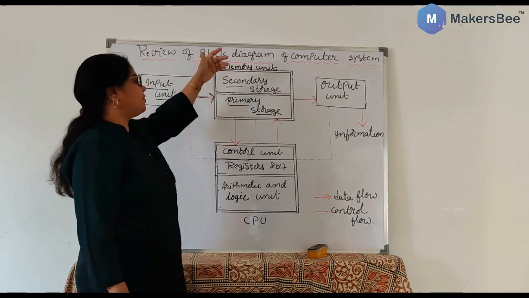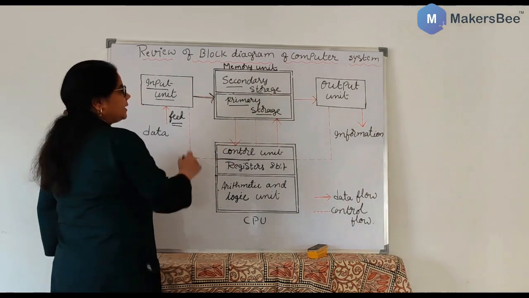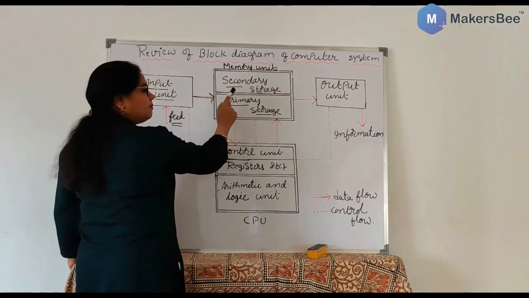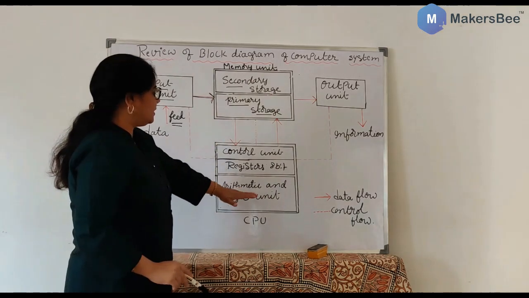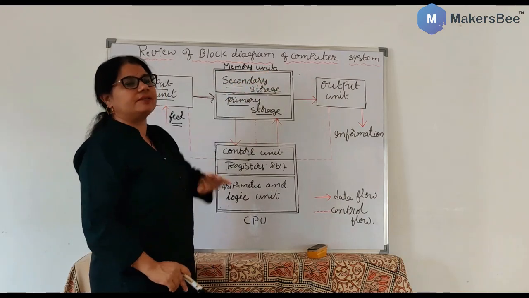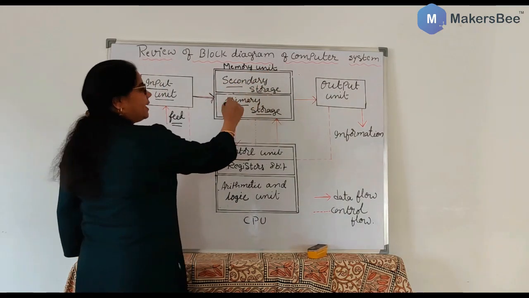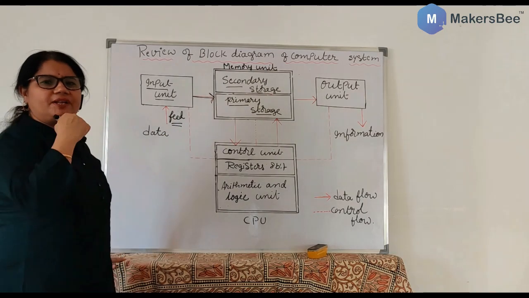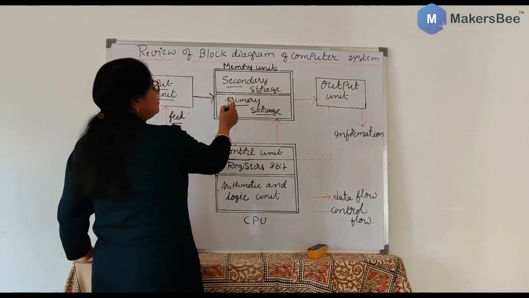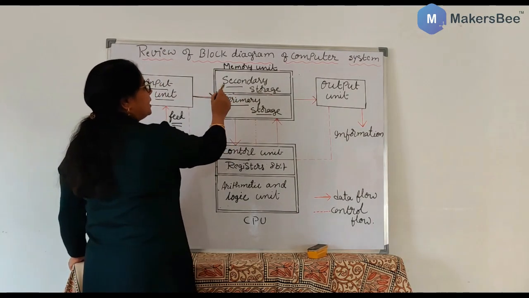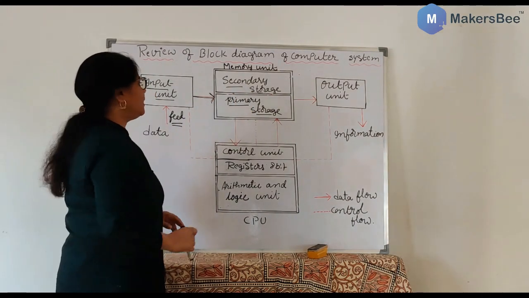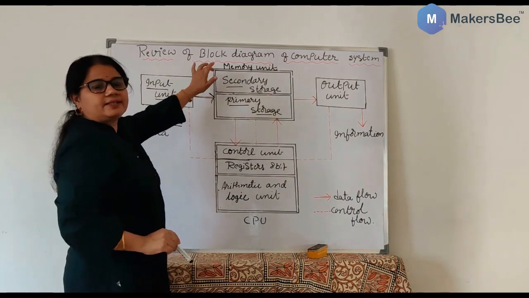Let's discuss the memory unit. Before processing, the data which is input from the input unit is stored in the memory unit, and after the result is obtained from the central processing unit, the result is also stored in the memory unit. So the memory unit is the space where the data, documents, everything from the computer is stored. Here there are two types of memory: primary memory and secondary memory. Primary memory is also called internal memory, and secondary memory is also called external memory.